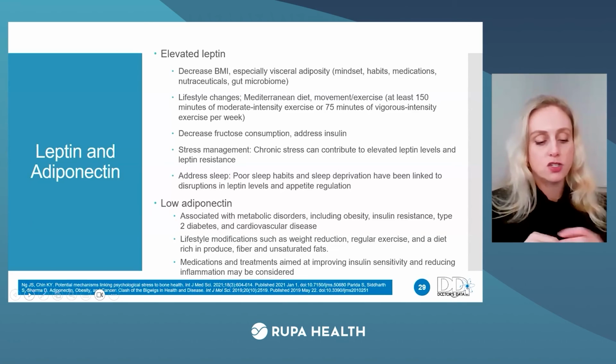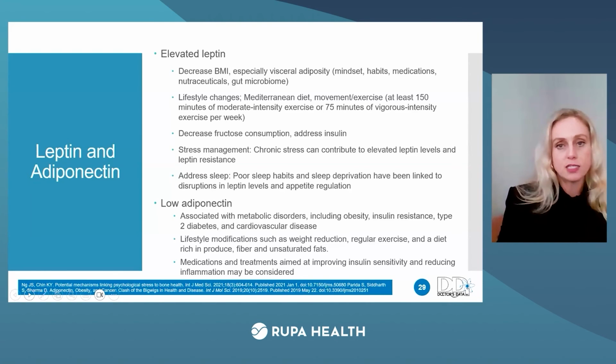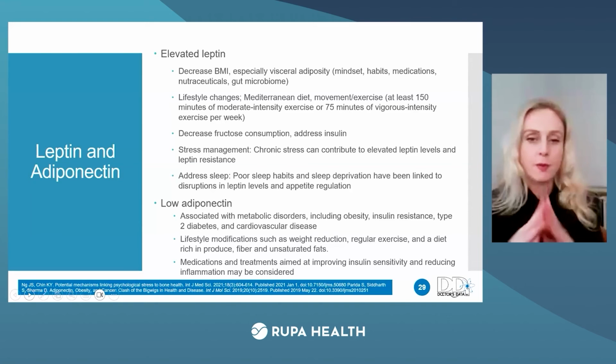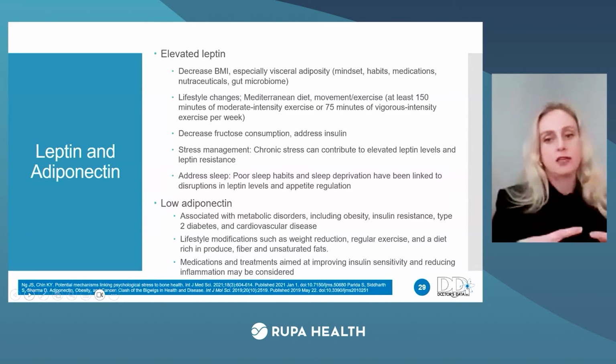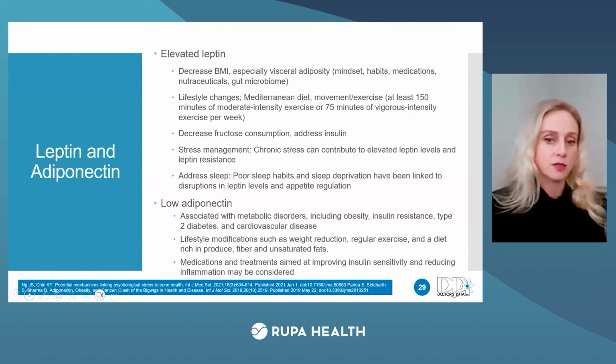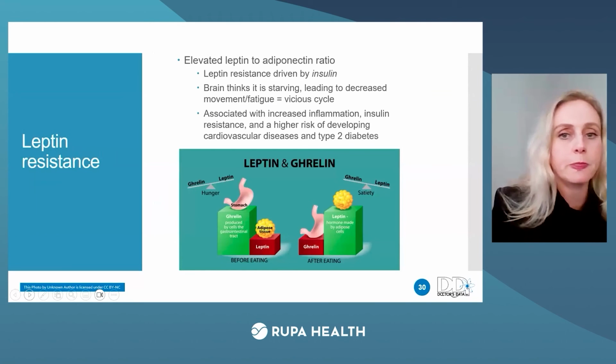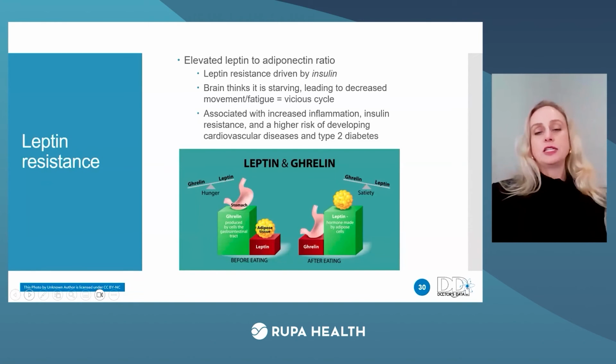Of note here, stress management is important because chronic stress, again, these lifestyle factors. The patient has low adiponectin. Remember, adiponectin is healthy. When it's too low, the patient is at risk for metabolic disorders, insulin resistance, type 2 diabetes, cardiovascular disease. Again, it's going to be those lifestyle modifications and improving insulin resistance, reducing body fat. A little more on the leptin to adiponectin ratio.